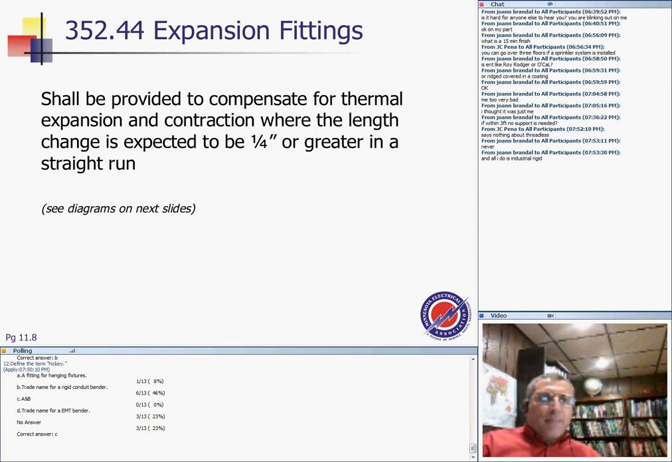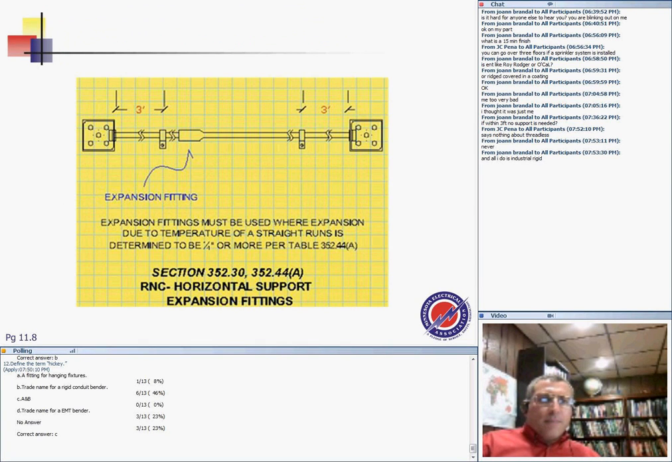That's basically it. Expansion is very important. It says if you have an expansion of 1/4 inch or more, you need to have an expansion fitting. An expansion fitting. And the whole table, guys, 352.44, very important. This table can give you the expansion fittings that you need. And here are the expansion fittings, and you can size these expansion fittings.